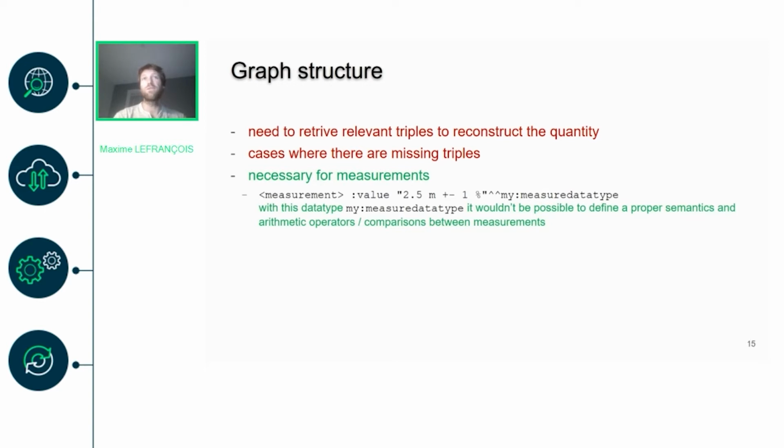However, this way of representing things using graphs will anyway be necessary for more complicated things. For example, when you want to encode measurements, if you want to model the fact that you have a measurement that is 2.5 meters plus or minus 1%, and you use a literal to encode this with a certain data type, a measured data type here, with this data type we wouldn't be able to define a proper semantics for that, or define arithmetic operators or comparisons between measurements.